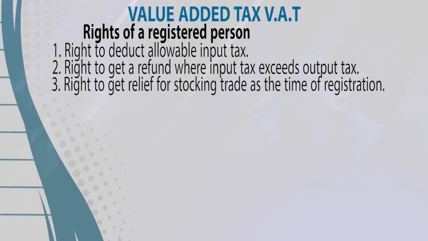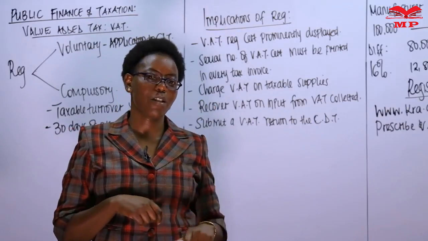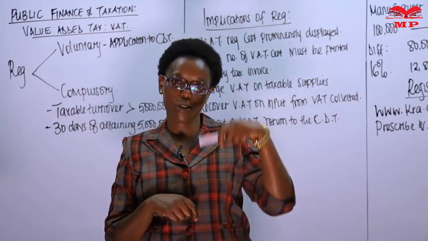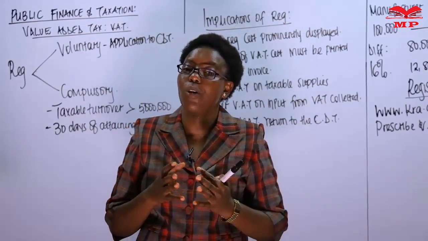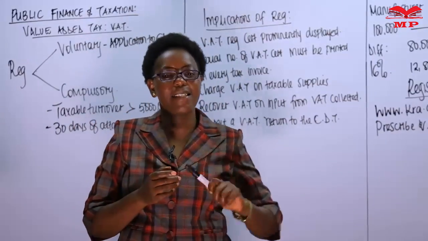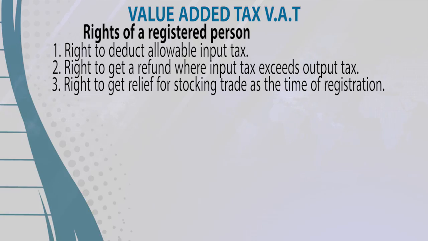And that is what this point says, that you are entitled to get relief of VAT held, get relief for stock in trade at the time of registration. So you get registered, you receive your registration number, your registration certificate, you do a stock take, and you value your stock, because you are supposed to claim all the input VAT you've paid on that stock against the output VAT that you shall collect when you sell the stock to the customers.